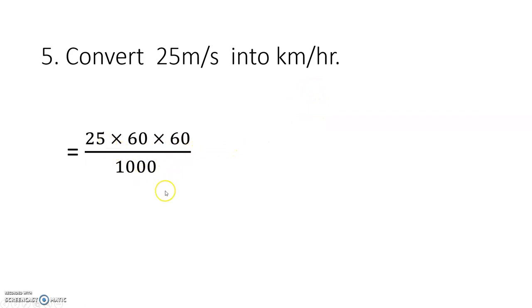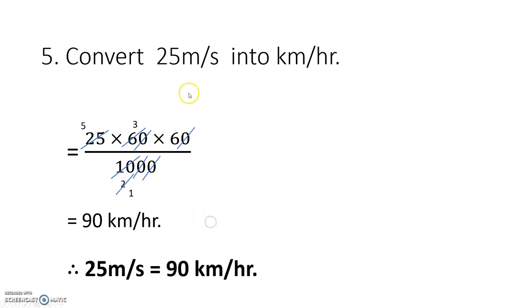So now you can reduce. So the zeros get cancelled. The 0 also will get cancelled. Now 25 and 10, 5 fives are 25, 5 twos are 10. Now 2 and 6 will get cancelled. Yes, 5 into 3, 15 into 6 will be 90 kilometer per hour. So our answer will be 25 meter per second is 90 kilometer per hour.